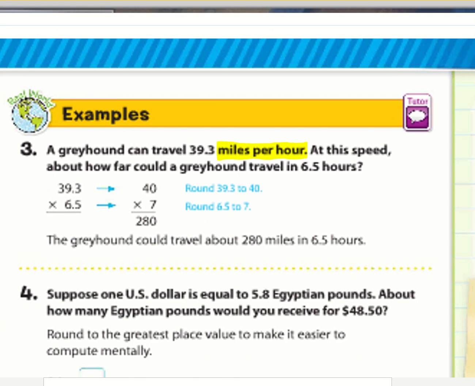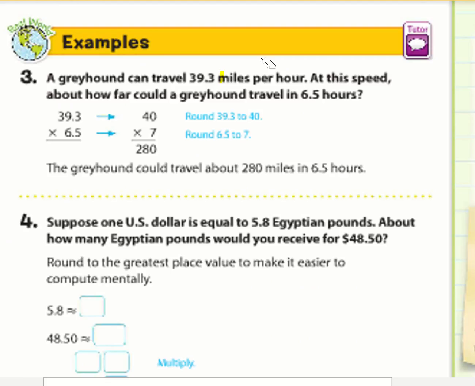So moving on to example 3, a Greyhound bus can travel 39 and 3/10 miles per hour. At this speed, about how far can a Greyhound travel in 6.5 hours? So we're going to look at the phrase miles per hour. This means that in every hour, the Greyhound bus travels 39 and 3/10 miles. And we have to find out how far it can go in 6.5 hours.